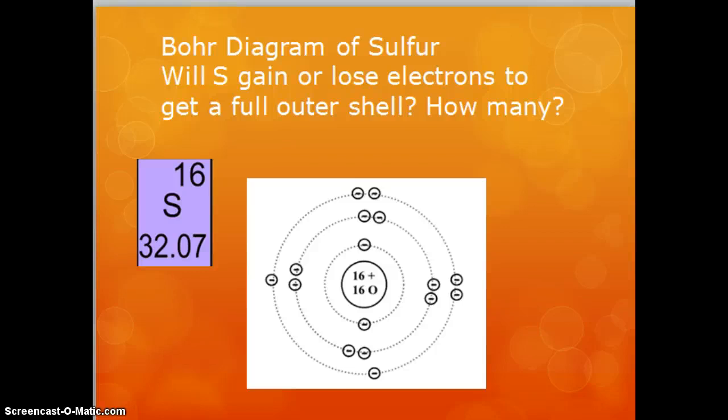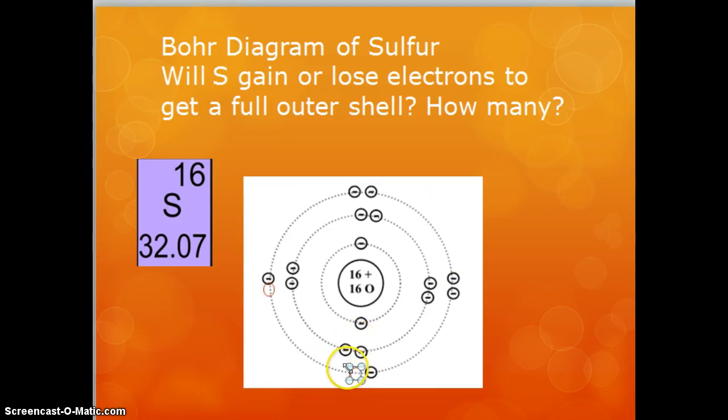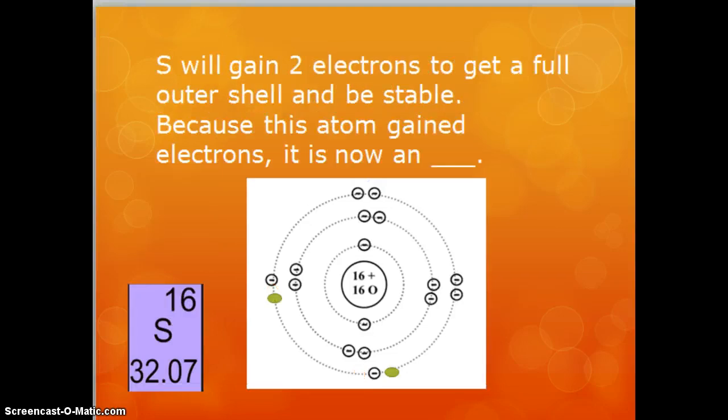And how many? Well, let's think about it. How many total electrons can go in this outer shell? That outer shell can hold 8, so that tells me that I have 2 empty spots. So in order to get a full outer shell and be stable, sulfur is going to gain how many electrons? It's going to gain 2. It's a lot easier to gain 2 than try and lose 6. Why? 2 is less than 6. That's all there is to it. Atoms are lazy. They want to do what's easiest. So sulfur will gain 2 electrons to get a full outer shell and be stable.